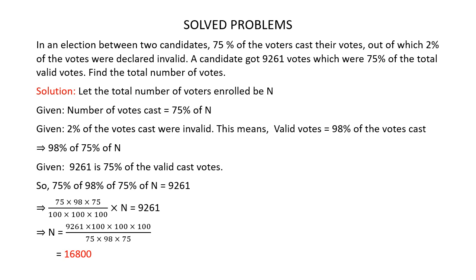So let the total number of voters enrolled in the election be N. It's given that 75% of the voters cast their votes. So the number of votes cast is 75% of N. It's given that out of the 75% of N, 2% of the votes were invalid. This means the valid votes were 98% of the votes cast. We know that the total votes cast is 75% of N. So the valid vote is equal to 98% of 75% of N.